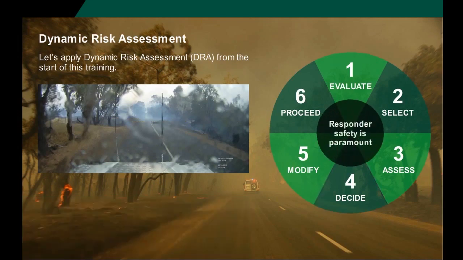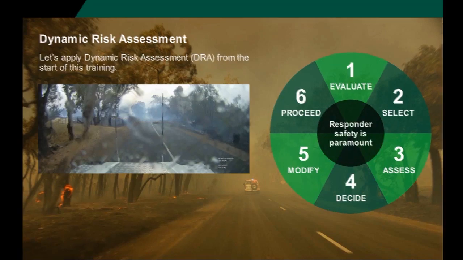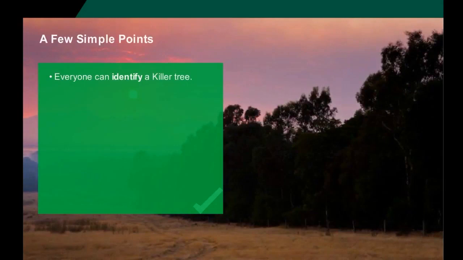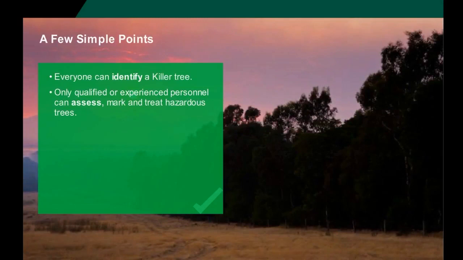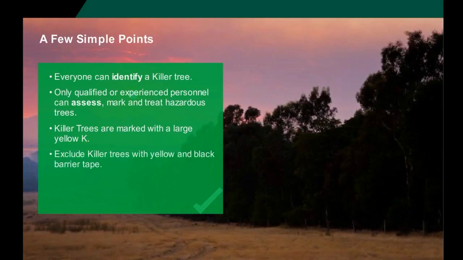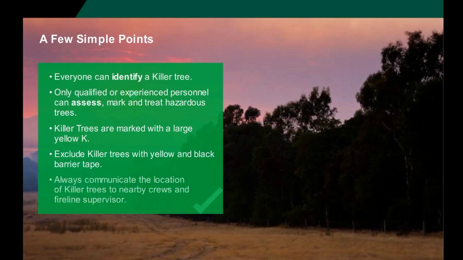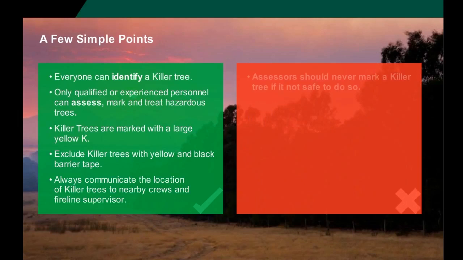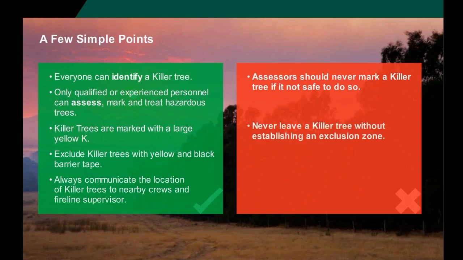Responder safety is paramount. Everyone can identify a killer tree. Only qualified or experienced personnel can assess, mark, and treat hazardous trees. Killer trees are marked with a large yellow K. Exclude killer trees with yellow and black barrier tape. Always communicate the location of killer trees to nearby crews and fire line supervisor. Assessors should never mark a killer tree if not safe to do so. Never leave a killer tree unexcluded. Never drive or walk through an exclusion zone.